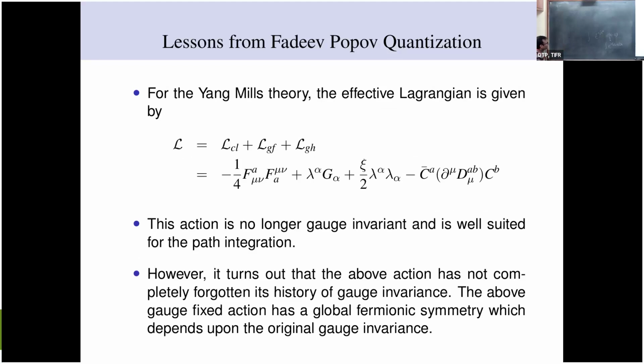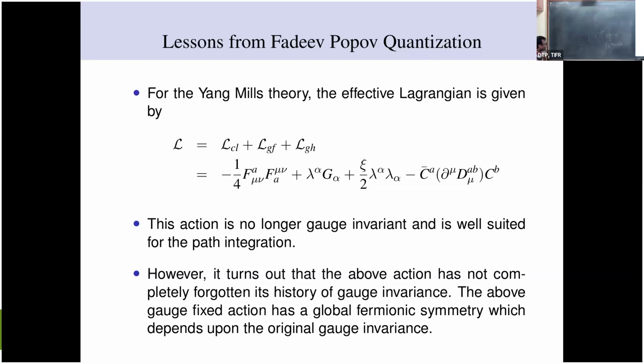So for Yang-Mills theory, this effective Lagrangian is given by an expression of this form. The last term is the ghost term, these are gauge fixing terms, and then you have this L classical. And this action, you can check that this is no longer gauge invariant, and it is well suited for doing path integration. But it turns out that this action has not completely forgotten its history of gauging.